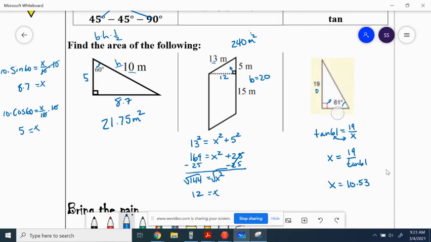So far, base is 10.53. We still need to plug it into the formula. So now we're going to do 19 times 10.53 times 1/2, and we're left with 100.035. Let's just call that 100. And let's see, we don't have any units here, but we still need to make sure we label this, so let's just call it units squared.